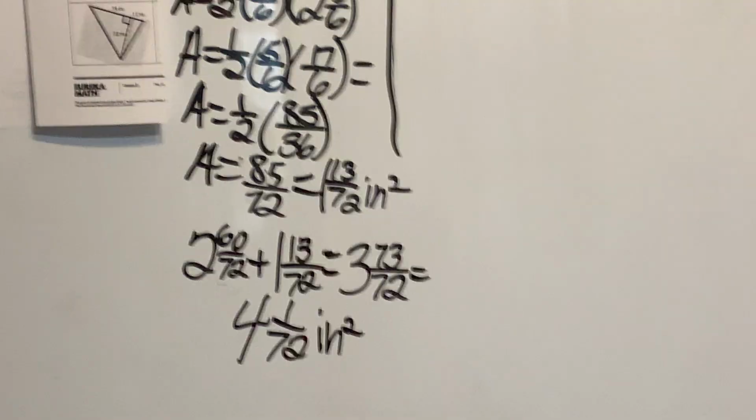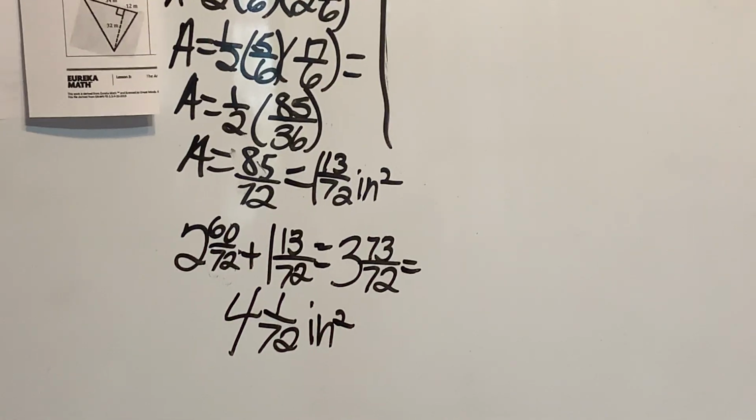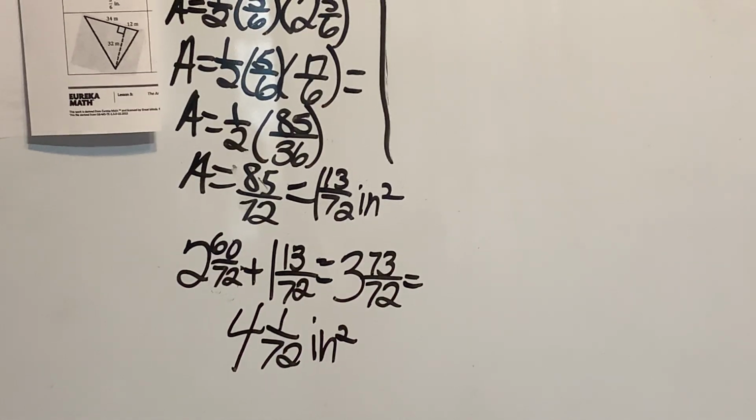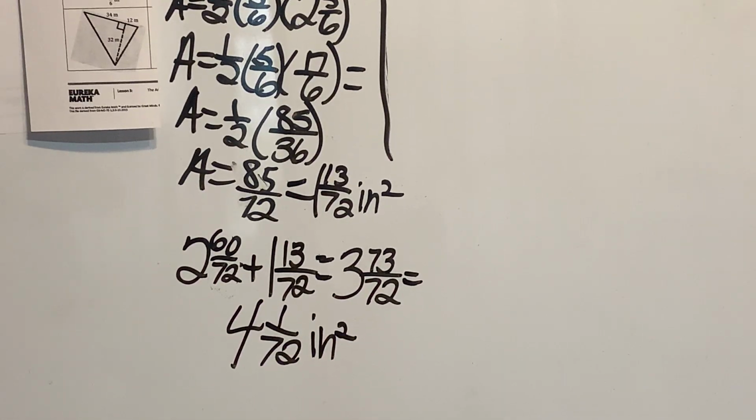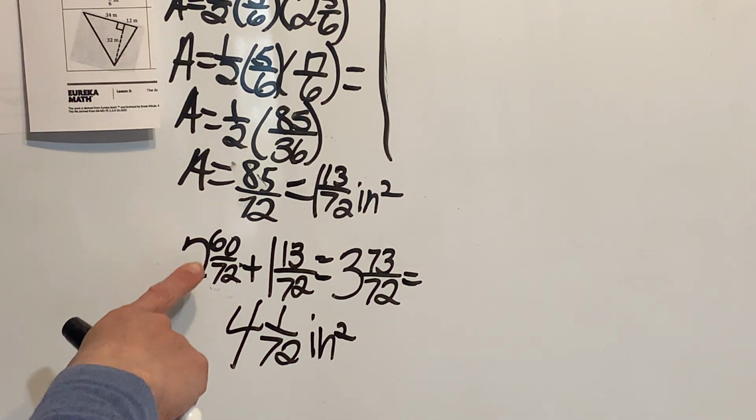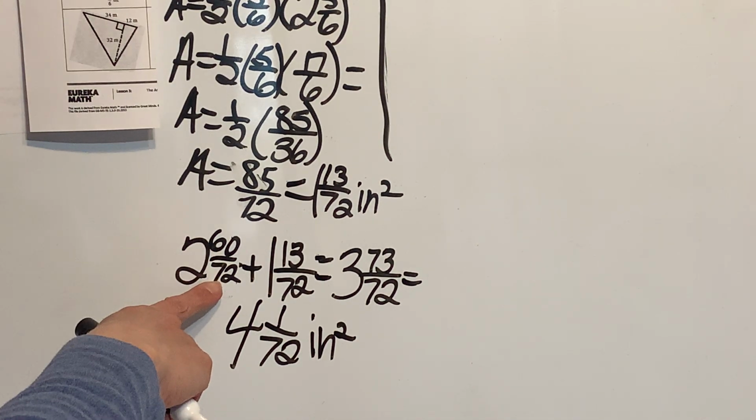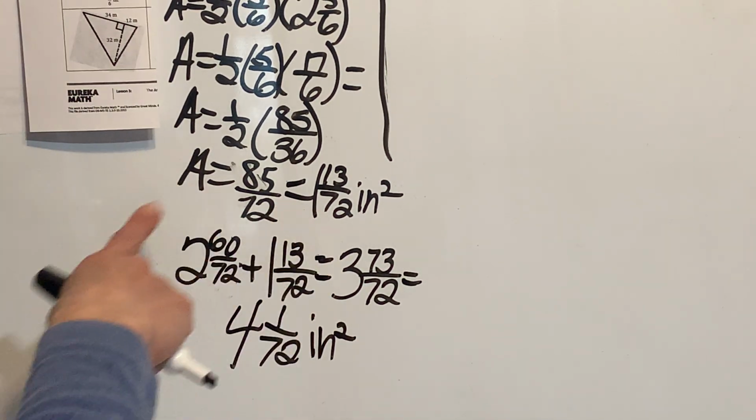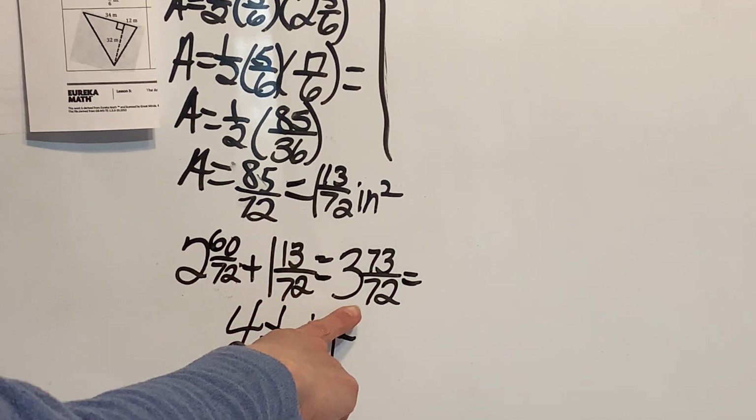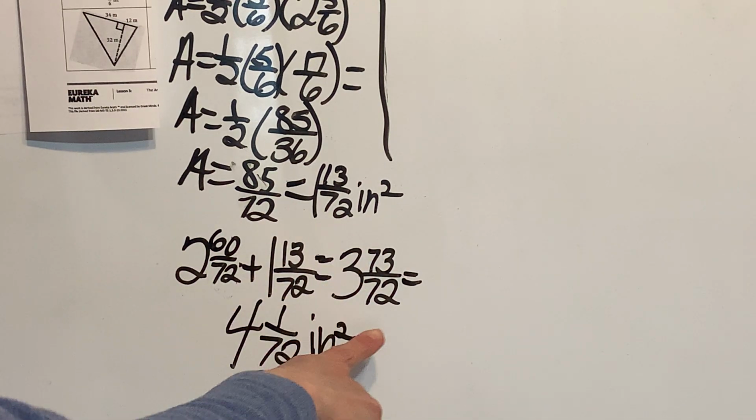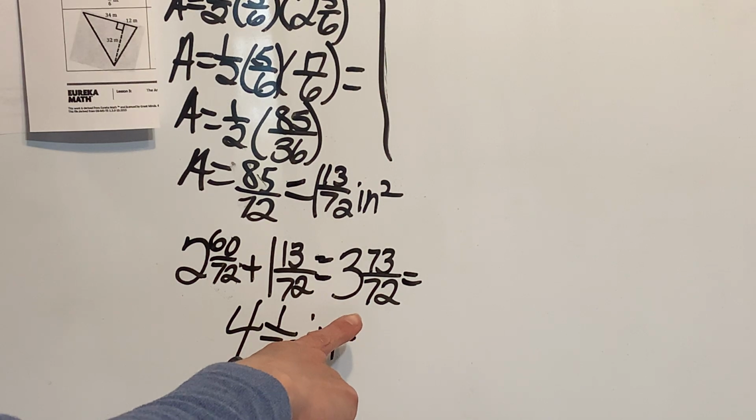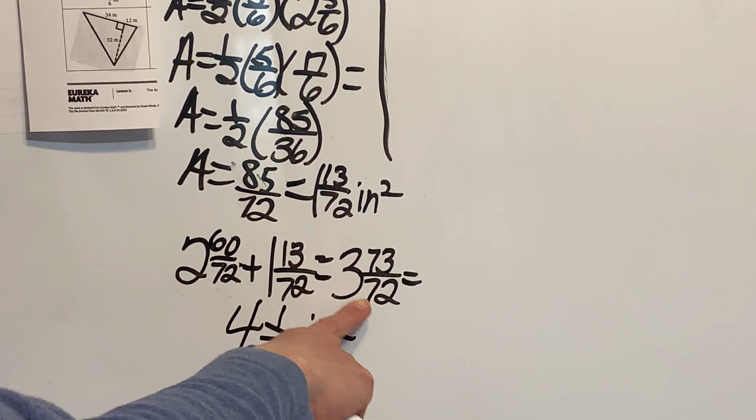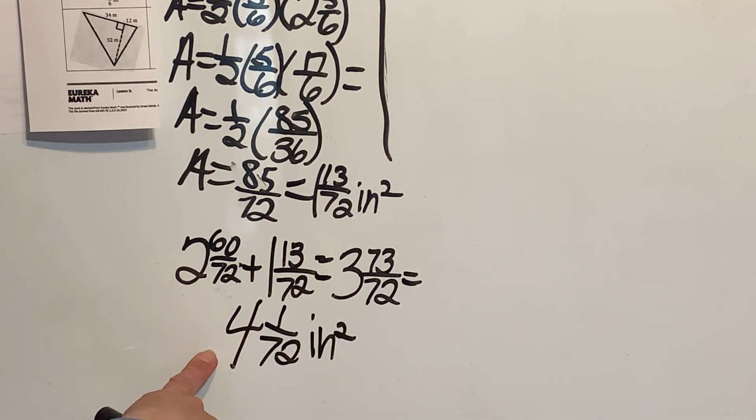Let me move this down so you can see what I did. So what I had to do is I had to change the 5/6 to 70 before I could do my adding. So then I added these, and then I noticed here there was an improper fraction, and so I had to take one whole out and give that to the whole number, and then there was 1/72 left.